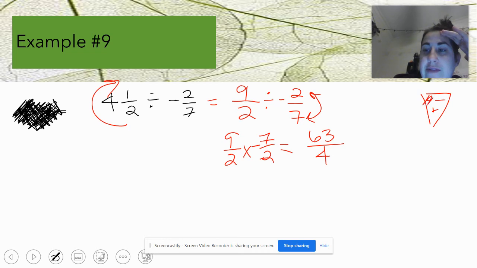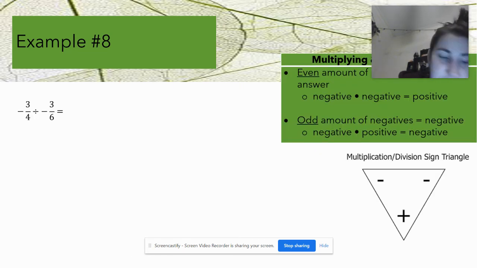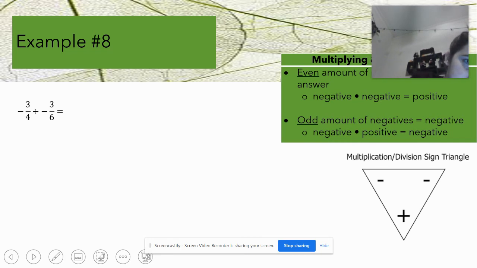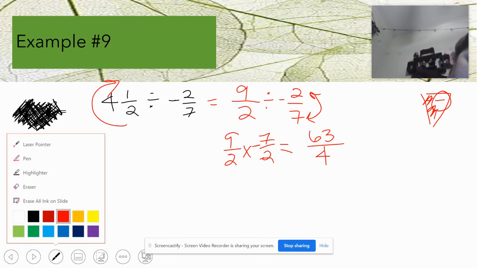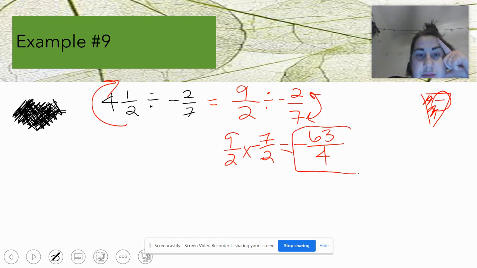So negative times a positive gives me a negative. Notice how I don't have the multiplication sign triangle here, so I drew it on my own. So I have a negative. Let's see, 63 and 4, do they have anything in common? No, they don't. So that's going to be my final answer.